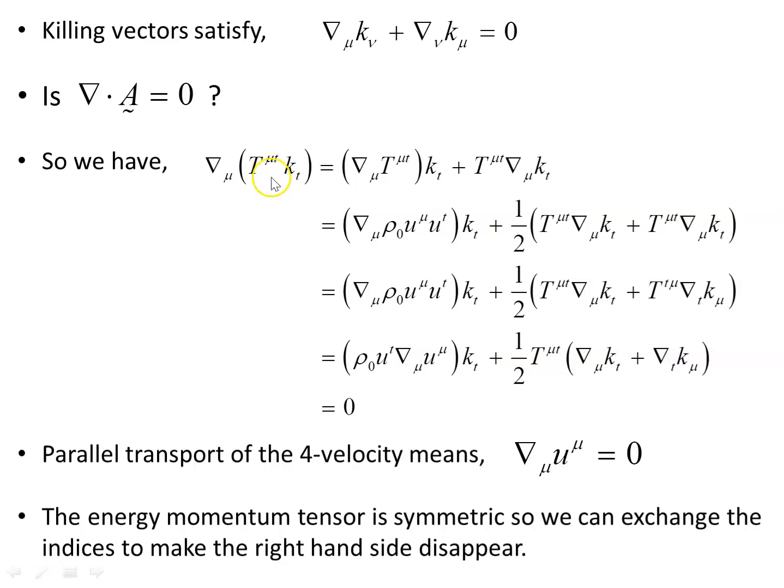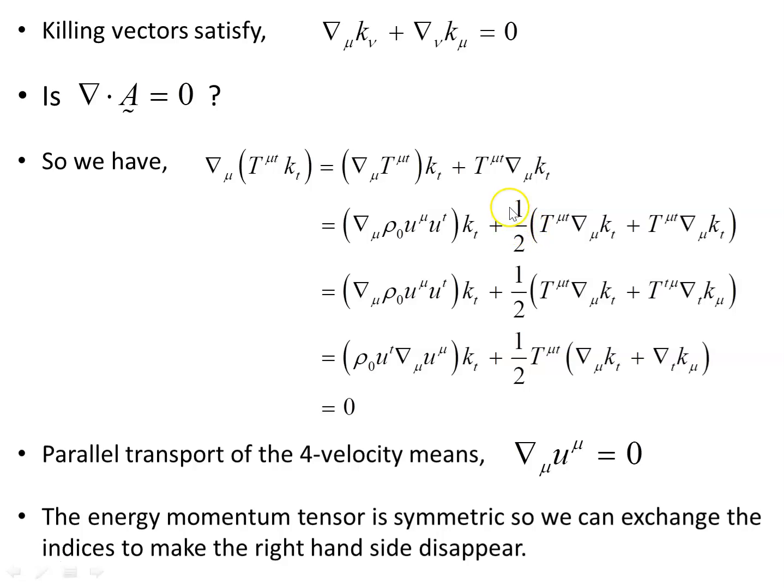Okay, so let's take the divergence. We'll do it looking now at the components, and we have this over here. So we use the product rule here. So the covariant derivative of the energy momentum tensor times the Killing vector, plus the energy momentum tensor times the covariant derivative of the Killing vector. Okay, so let's just put in our components here. We know that this energy momentum tensor can be expressed in terms of the rest mass per unit volume of the particles. So it's the particle density, the matter density, rho 0, u^mu u^t times k_t.